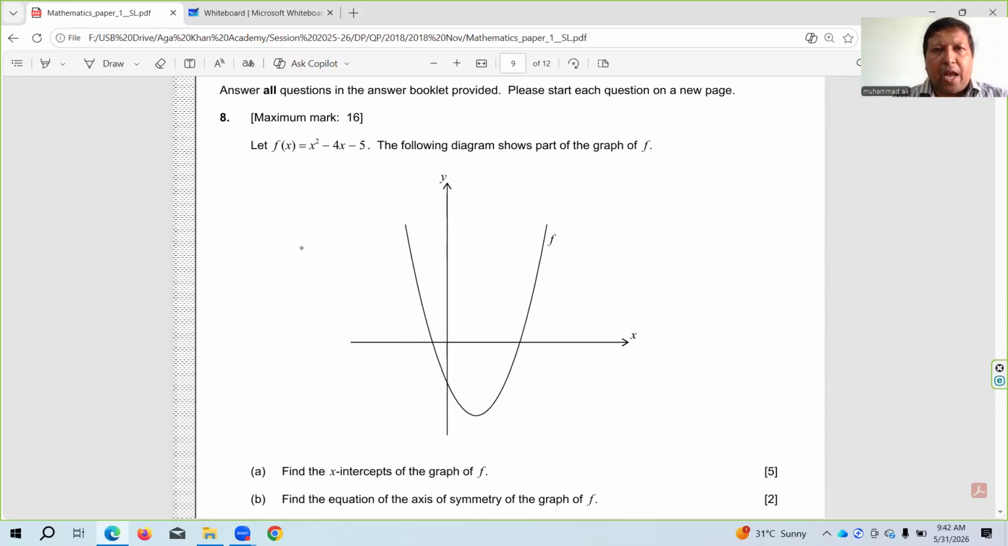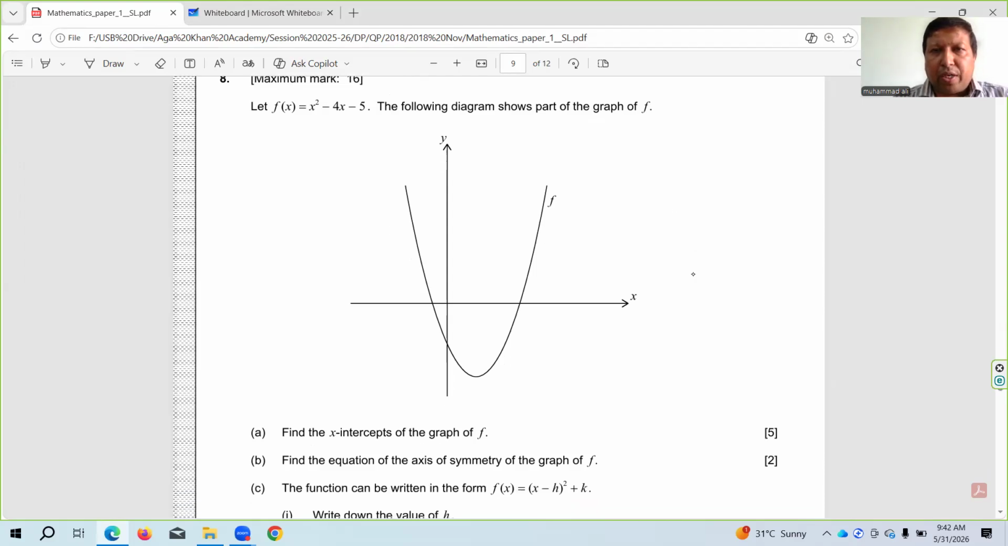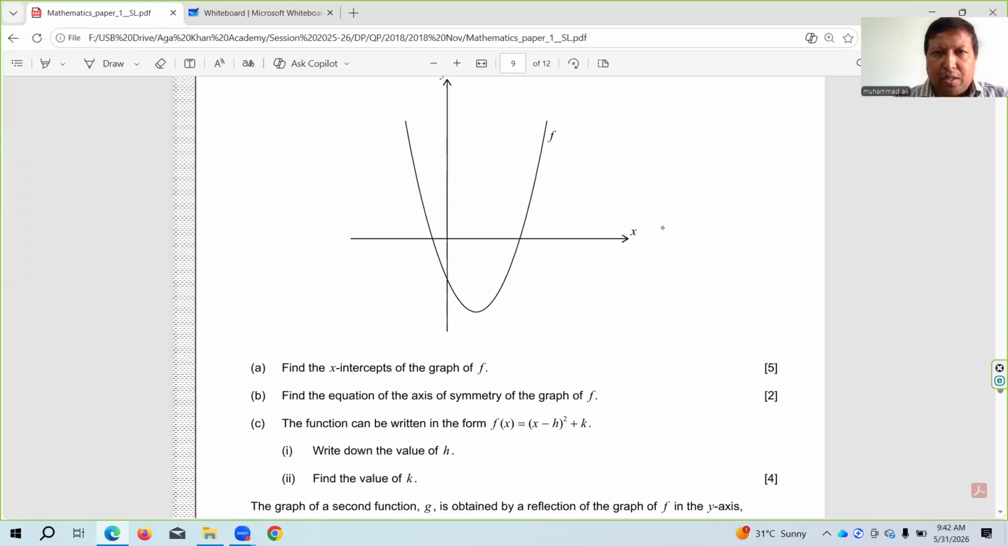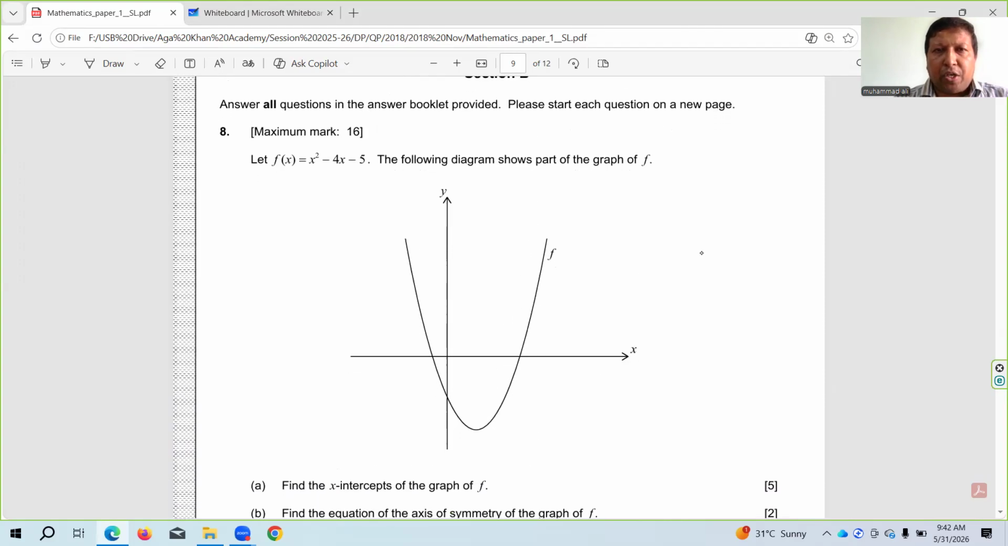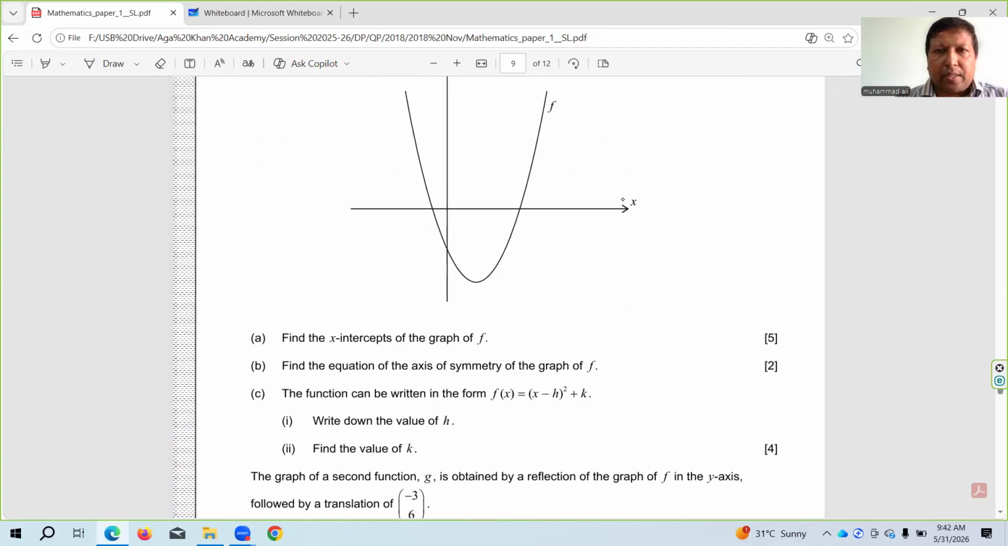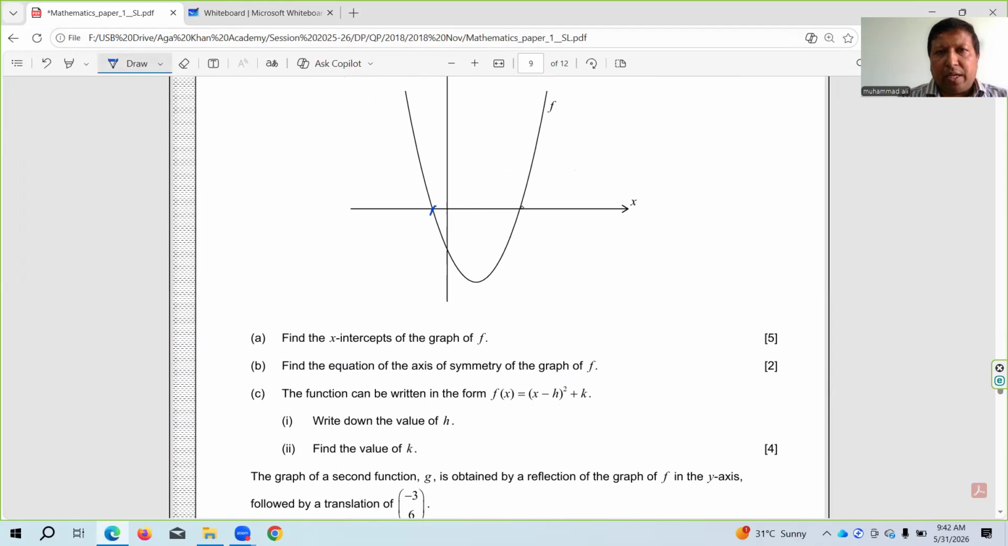Question 8: let f(x) equal x squared minus 4x minus 5. The following diagram shows part of the graph of f. This is the function graph and the x-axis. Find the x-intercepts of the graph of f. That means we want to find this value and that value, the x-intercepts.